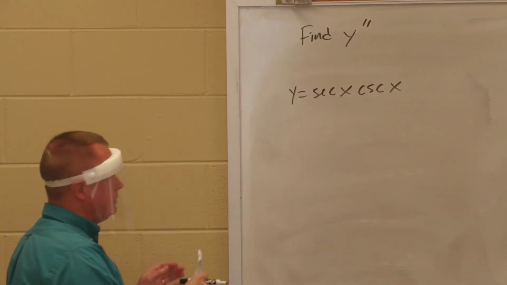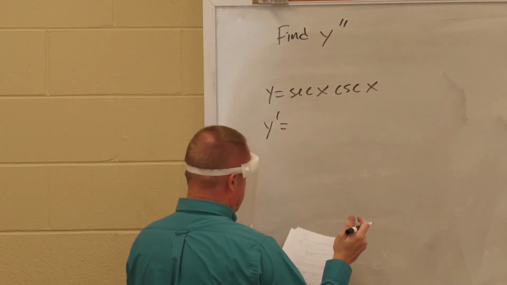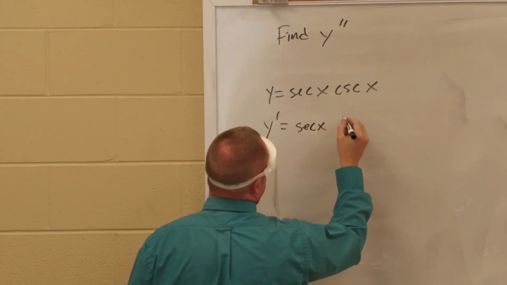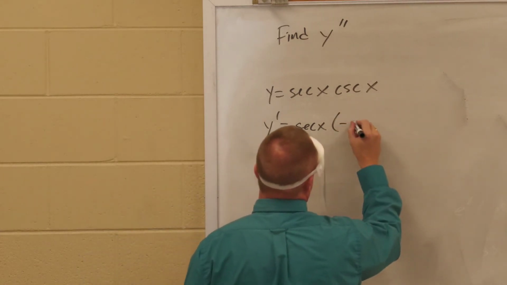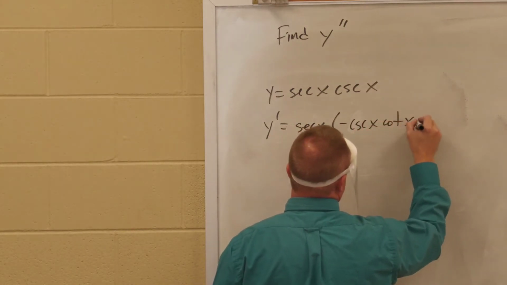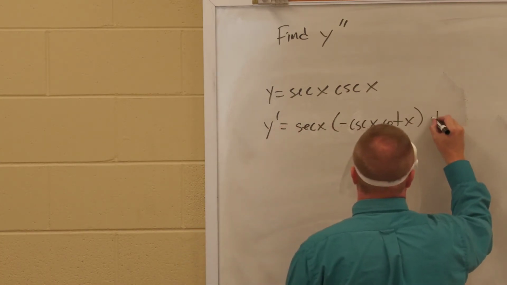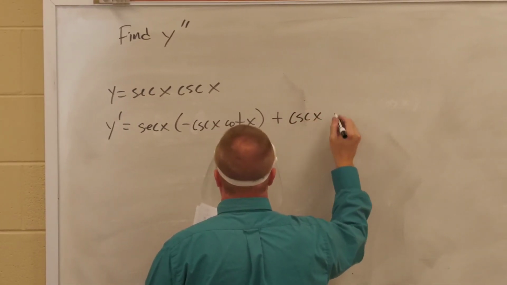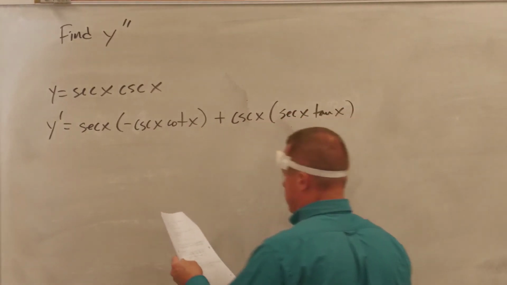We're starting out with a product. All right, so I'm going to take the first times derivative of the second. So secant x times the derivative of cosecant would be negative cosecant cotangent, all right, plus the second times derivative of the first, which would be secant tangent. Okay?